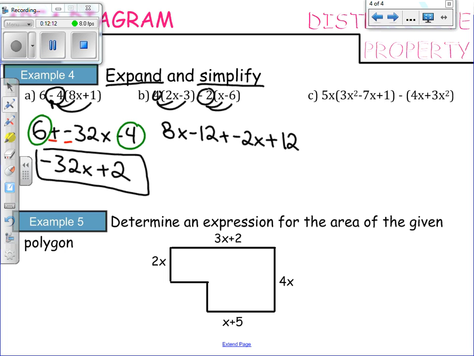The two negatives combined give you positive 12. Combine our like terms. We see a like term here and here, and we see a like term here and here. If we go 8x minus 2x, we get 6x. And then negative 12 plus 12 gives you 0. So we just leave it as 6x. These 12s cancel each other out.